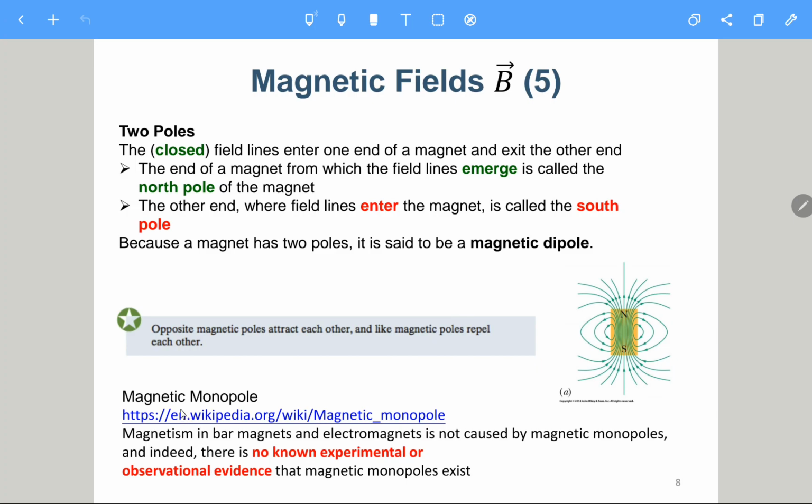So the magnetic monopole doesn't really exist. If you have interest, you can check it on Wikipedia.